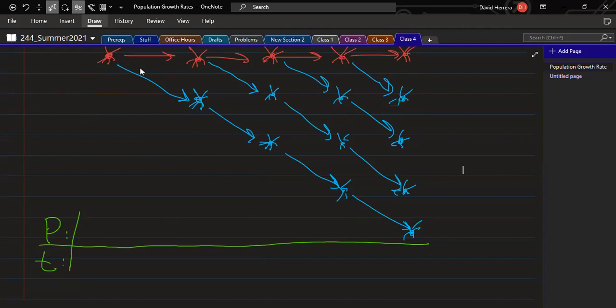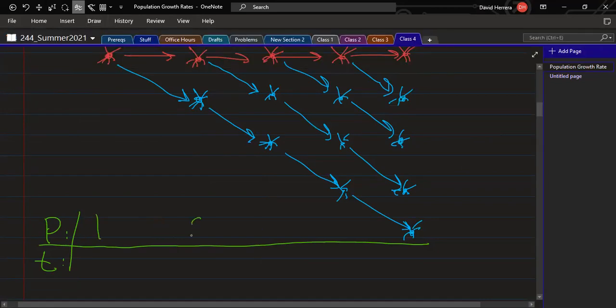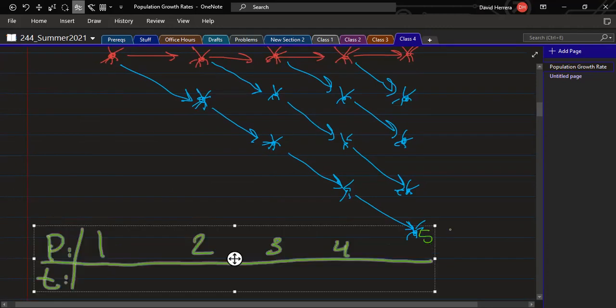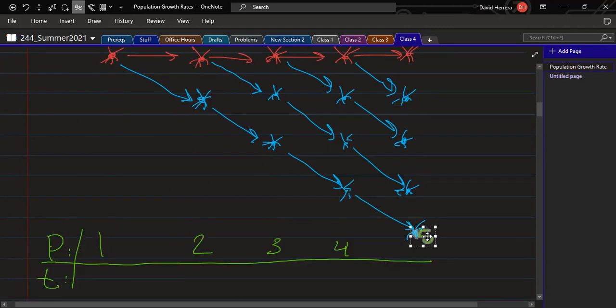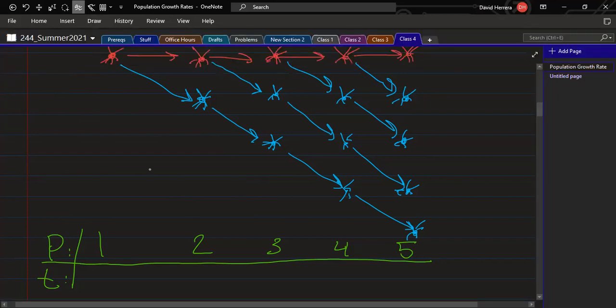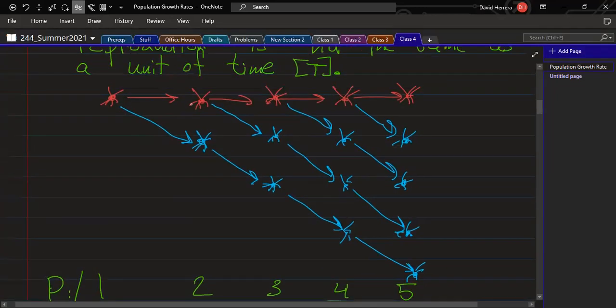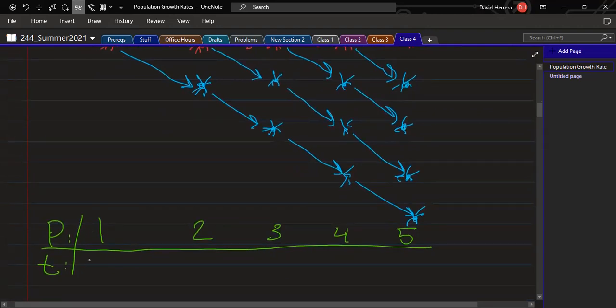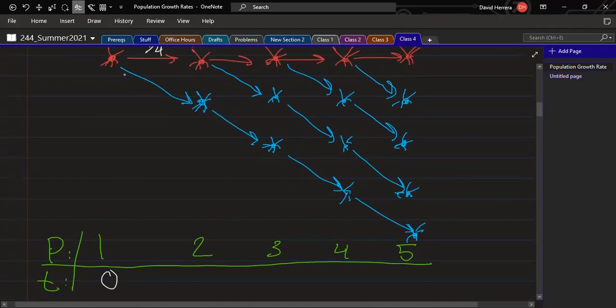So what's the thing that happens? The populations are still the same: 1, 2, 3, 4, 5. And then for the time step, okay, well, let's say that the time it takes to go from one step to the next is 1/4. So it's doing it faster. So at time t equals 0, it's still one cell. And then you go to the next one, the time is 1/4. We have 2/4, we have 3/4, we have 4/4, which is 1, we have 5.